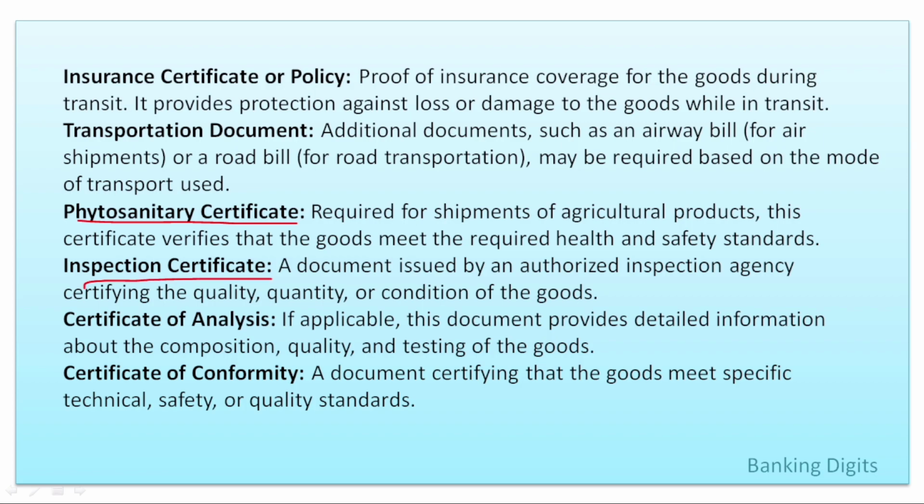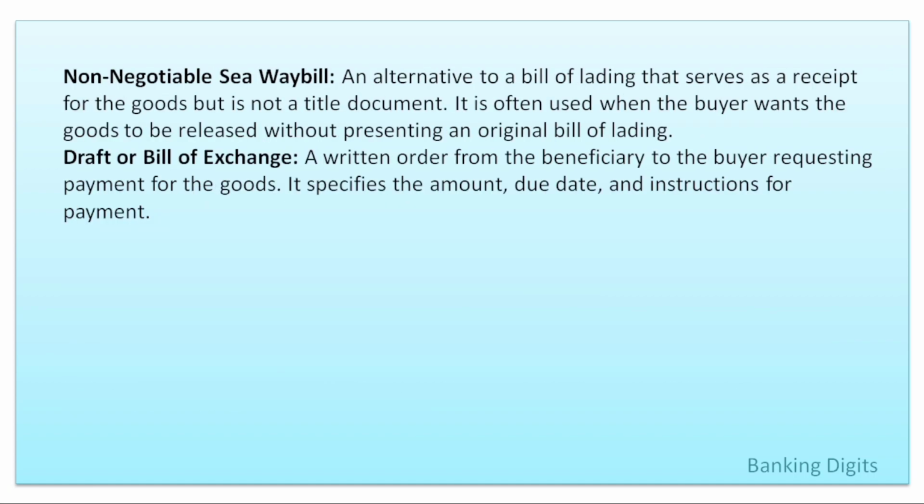Next is inspection certificate, a document issued by an authorized inspection agency certifying the quality, quantity, or condition of the goods. Next is certificate of analysis. If applicable, this document provides detailed information about the composition, quality, and testing of the goods. Now next, what is a certificate of conformity? A document certifying that the goods meet specific technical, safety, or quality standards.